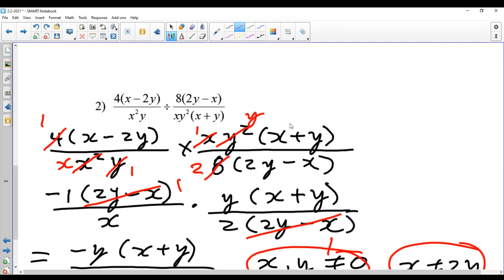Because if you go to the original expression, there's an x plus y in the denominator here. So you're saying that these two together, if you add them up, should not be equal to 0. Because if that is 0, then this whole denominator becomes 0. Make sense? Okay.